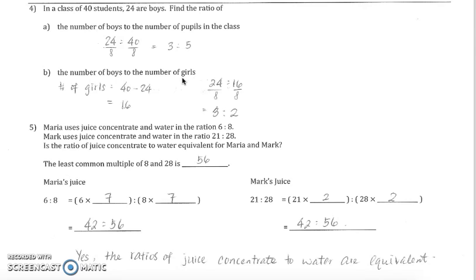B, the number of boys to the number of girls. So because we have 40 students in total, 24 are boys. So the number of girls will be 40 minus 24, which is 16. With this information, I can set up the boys to girls ratio, 24 to 16, and divide them by 8 to get the simplest equivalent ratio of 3 to 2.